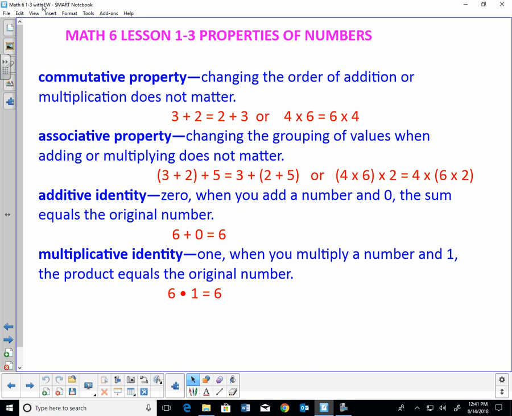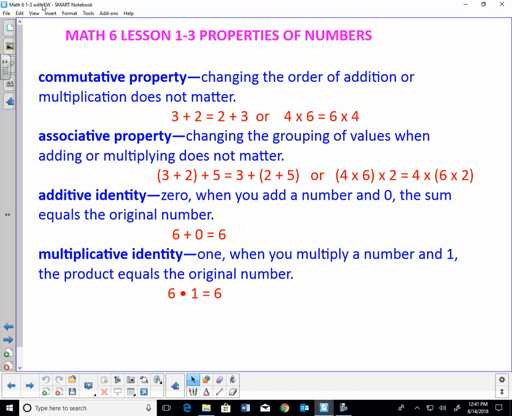Then we have our 2 identity properties. The additive identity is 0. You can add 0 to any number you want and it does not change your original number. 6 plus 0 is 6, 12 plus 0 is 12, 486,322 plus 0 is 486,322. It does not change the number. Additive identity is what number can you add to everything and not change it? That is 0.